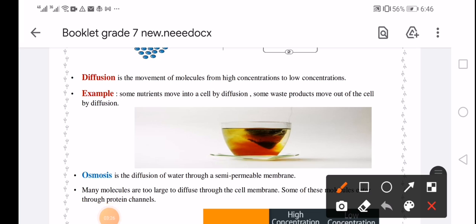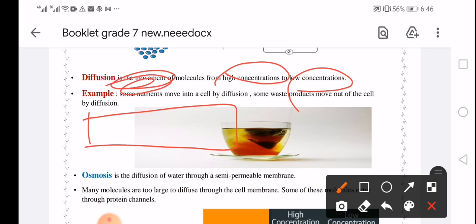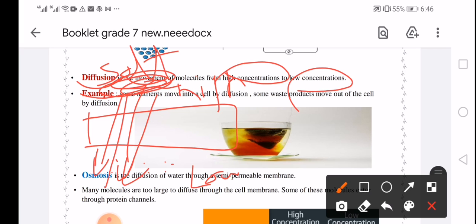Diffusion is the movement of molecules from high concentration to low concentration. Let's imagine this is a high concentration of salt, and this is a low concentration. What happens? Salt moves from the high concentration to the low concentration. This is called diffusion.